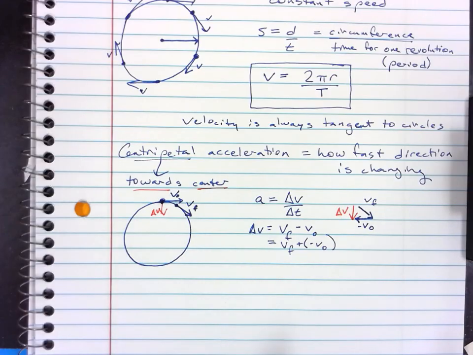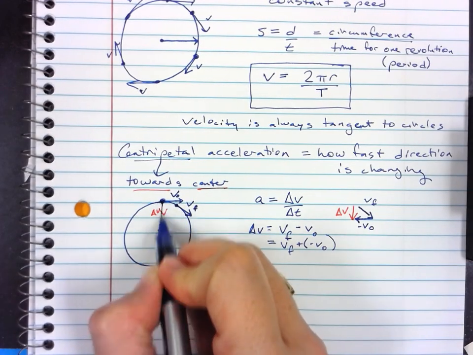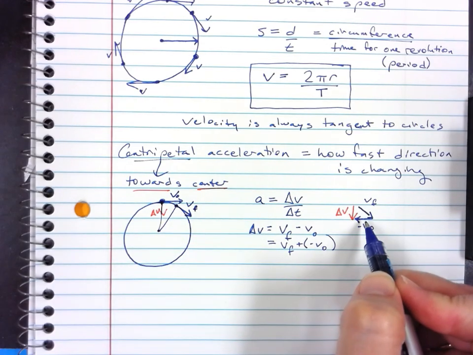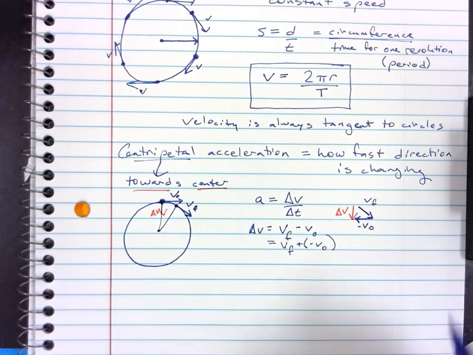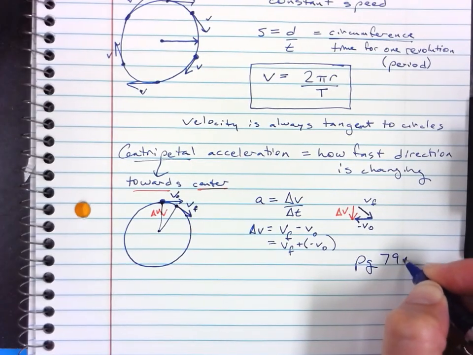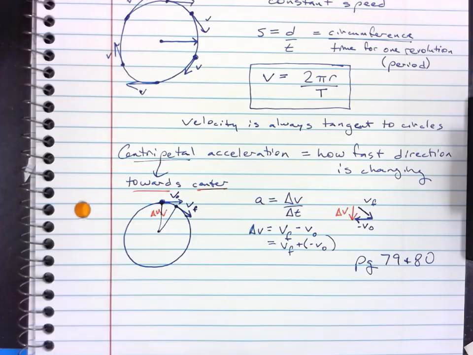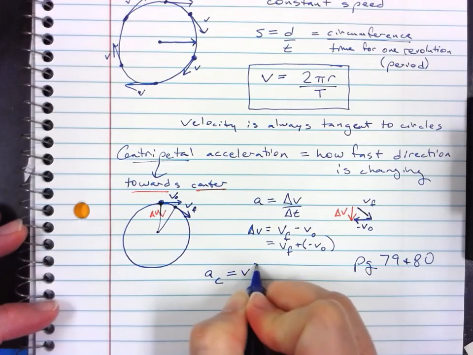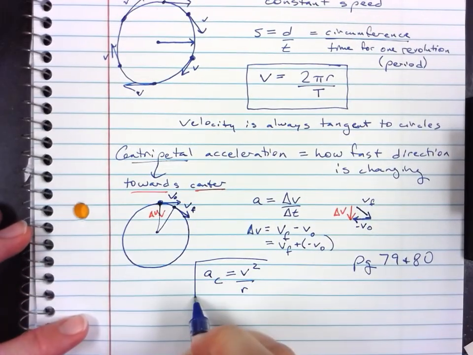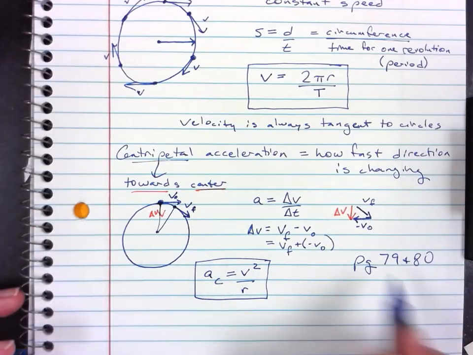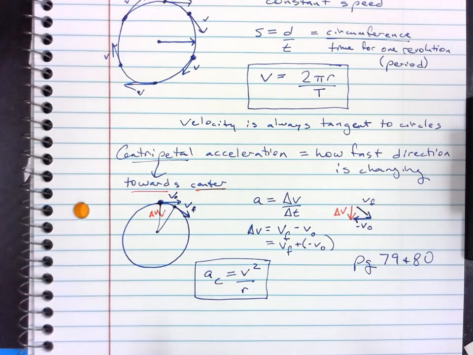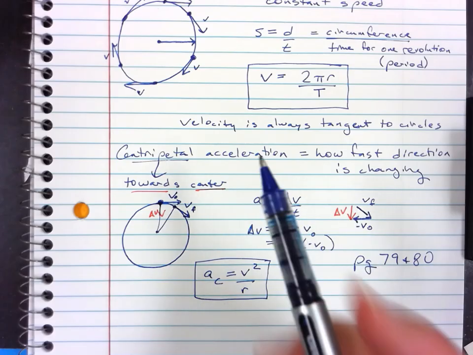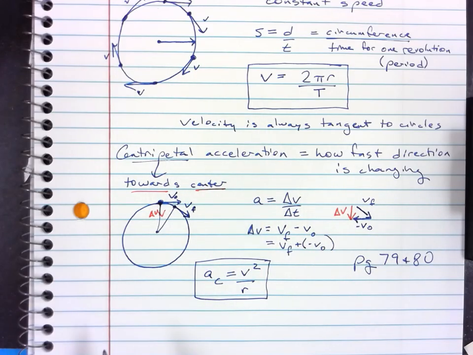For the magnitude, there's some cool triangle stuff. These are the same distance, and you have a triangle here, and it's actually similar to this triangle. If you really want to see that, go look in your textbook, pages 79 and 80. But we're going to skip to the answer because most of you already know it anyway. Centripetal acceleration is the speed squared divided by the radius. It's an interesting geometry derivation to get this, so go look it up, but I'm not going to go over it right now. So the velocity is always tangent, the acceleration is always towards the center. Please, please, please remember that.